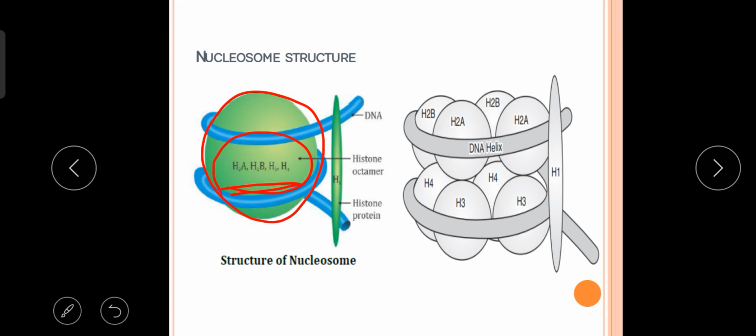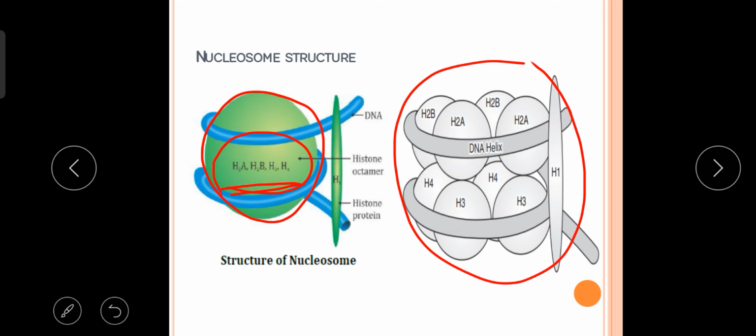Remember how many histone proteins are present inside the nucleosome structure, or in the core part of the nucleosome. These are H2A, H2B, H3 and H4. There are four types. But how many of each? These are found in pairs. Pairs means double in number. You can see this clearly in the second picture here.